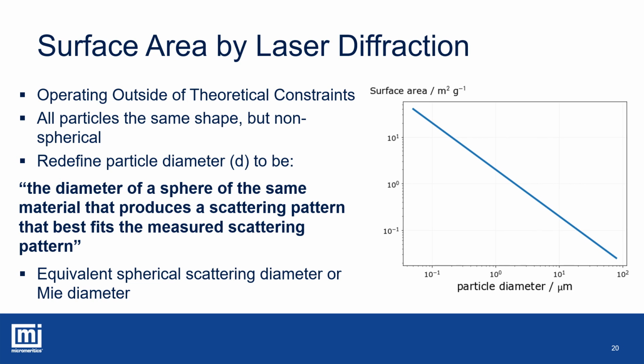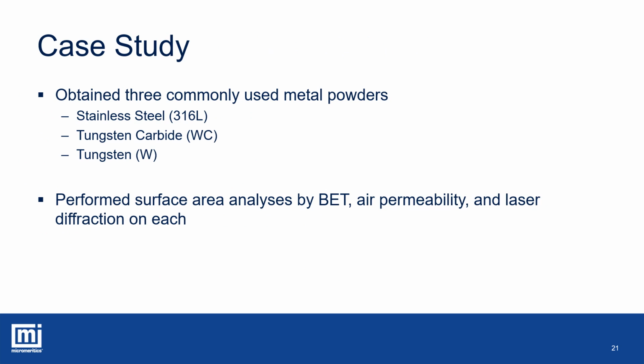In our case study that we were looking at, we obtained 3 commonly used metal powders, stainless steel 316L, tungsten carbide, and a tungsten, and performed surface area analyses by BET, air permeability, and laser diffraction on each of those materials.